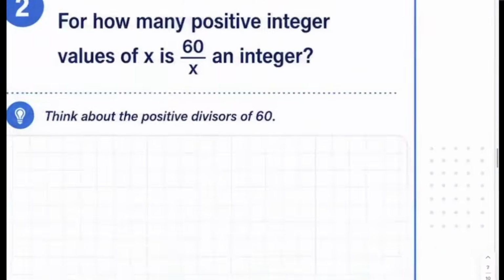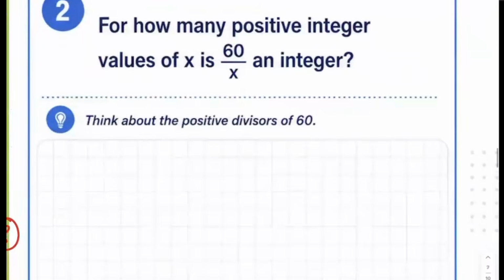Here is one more problem from the positive divisors. How many positive integer values of x make 60 over x an integer? So how can we think about this one? Think of the positive divisors of 60. That means how many divisors of 60 do we have? Can we list them together? 1. What else? 2. What else? 3? Yes.